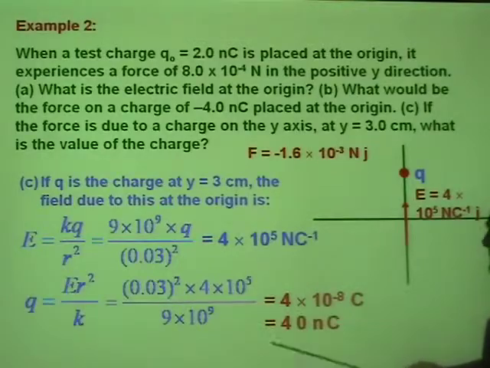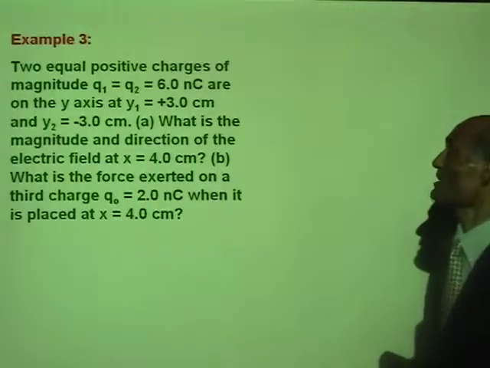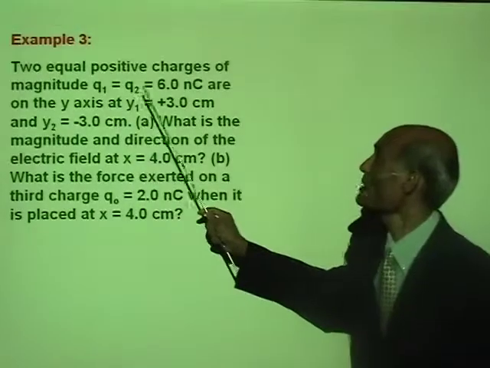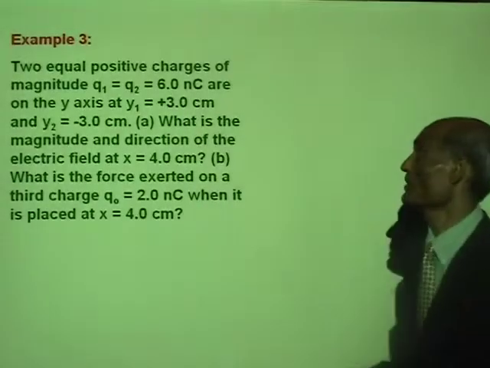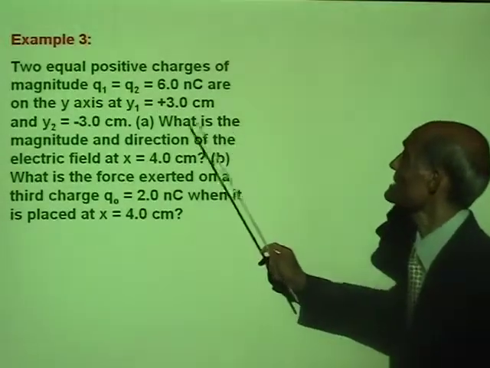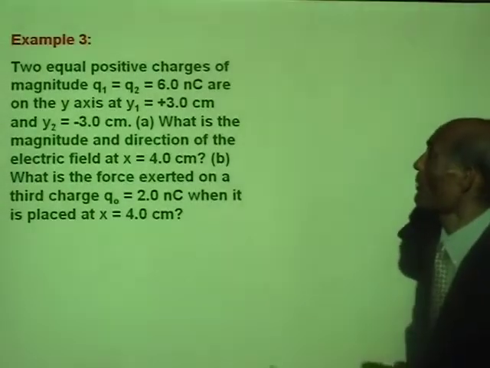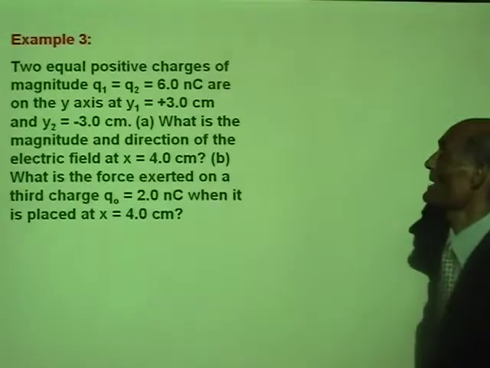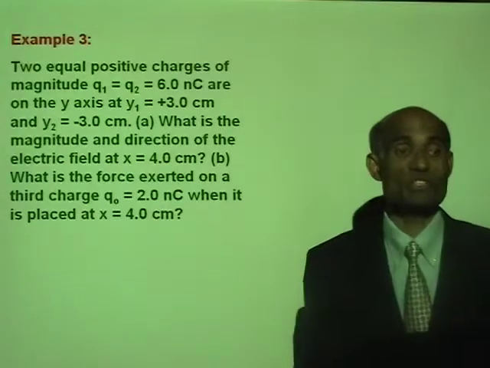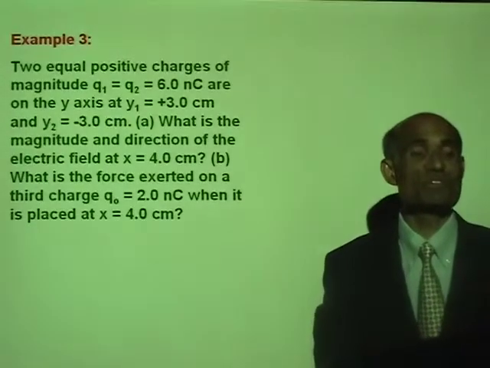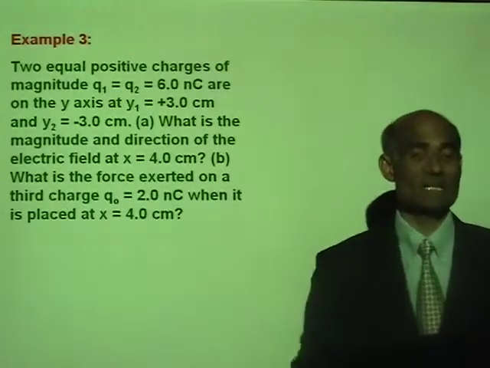Alright. Let's do another one. 2 equal positive charges of magnitude Q1 equal to Q2 equal to 6 nanocoulomb are on the y-axis at y equal to plus 3 centimeter and at y equal to negative 3 centimeter. What is the magnitude and direction of the electric field at x equal to 4 centimeter? What is the force experienced by a charge Q0 equal to 2 nanocoulomb placed at x equal to 4 centimeter?